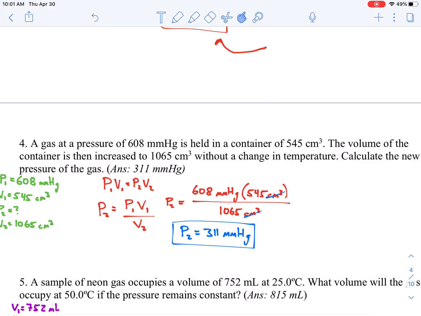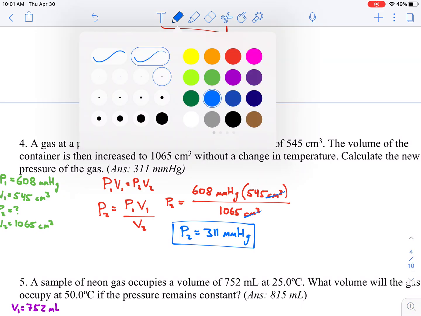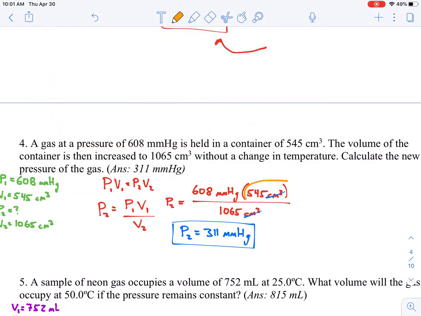Right, so we're looking at what happens pressure-wise when we change a volume. You'll notice that our volume got bigger, right? We started out with 545 cubic centimeters, that was our V1. We let that grow to over 1,000 cubic centimeters. So if you have the volume grow from 545 to 1,000 cubic centimeters, it makes sense that the pressure releases just a bit, right? There's not as much pressure if you give it a much larger volume to occupy, and that's what we see, right? Our pressure has decreased from 608 all the way down to 311 because there's a lot less pressure on this gas.